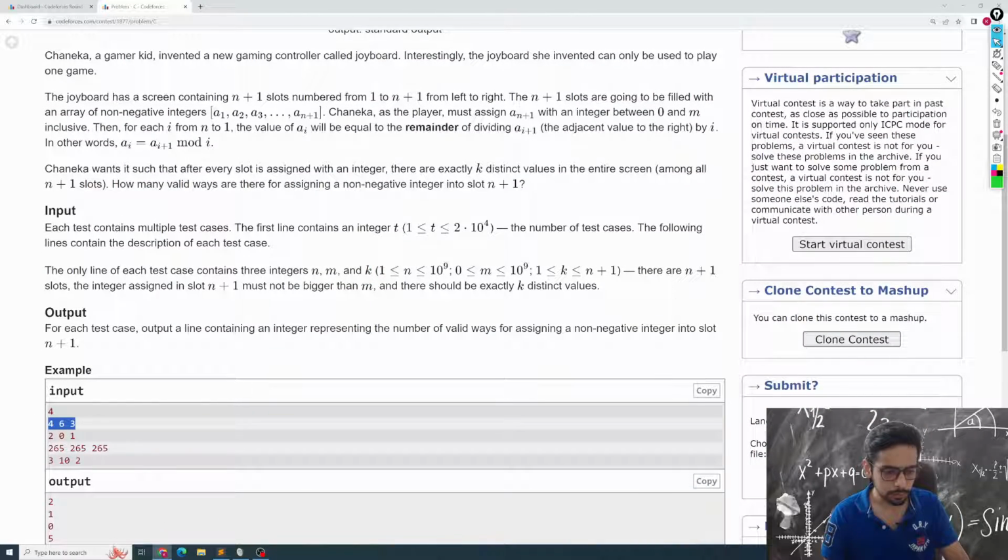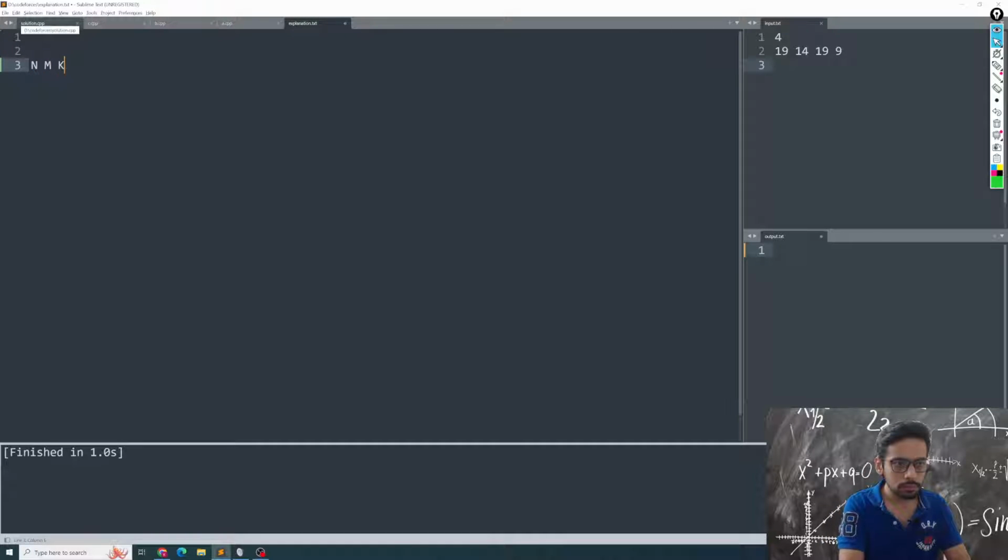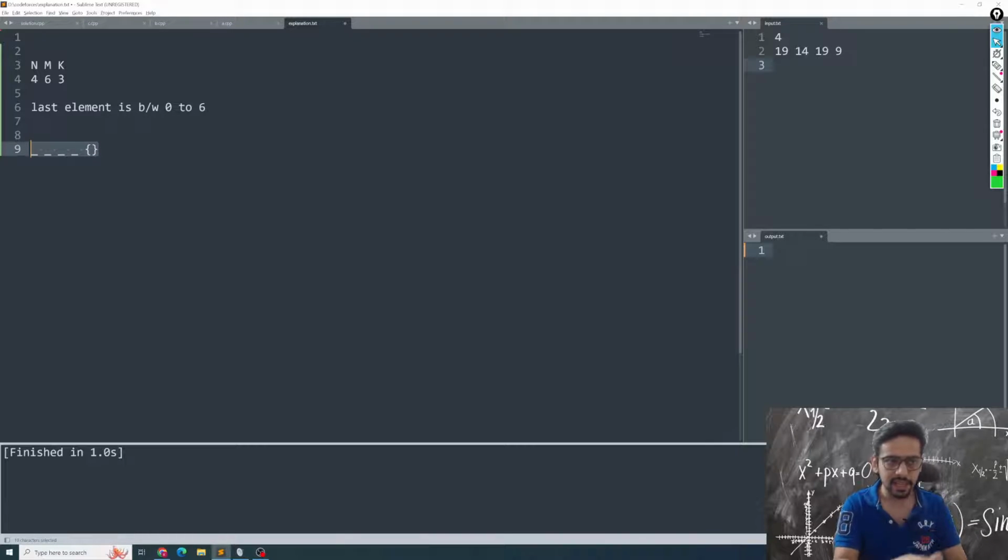Let's take one example. So we have n, m and k. N is 4, so your array size is 4 plus 1, 5. The fifth element is something that you have to select. Now the fifth element has to be between 0 and 6. And the number of distinct elements in this array after you have selected the entire array has to be 3. The number of distinct values should be equal to 3.